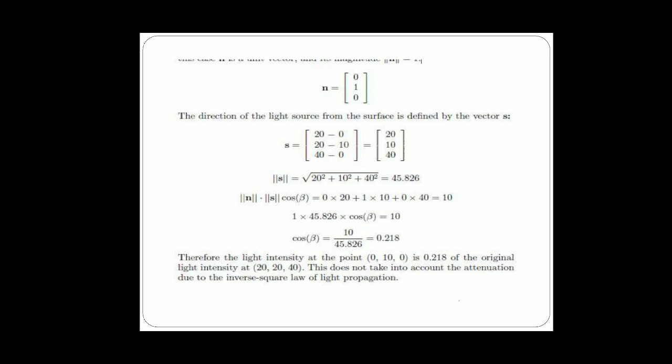So when we are calculating the illumination, the surface normal is n equal to 0 comma 1 comma 0. The difference of the light source from the surface is defined by the vector s. What vector values have they provided here? 20 comma 20 comma 40. So we'll subtract the surface point values from those. 20 minus 0, 20 minus 10, 40 minus 0.